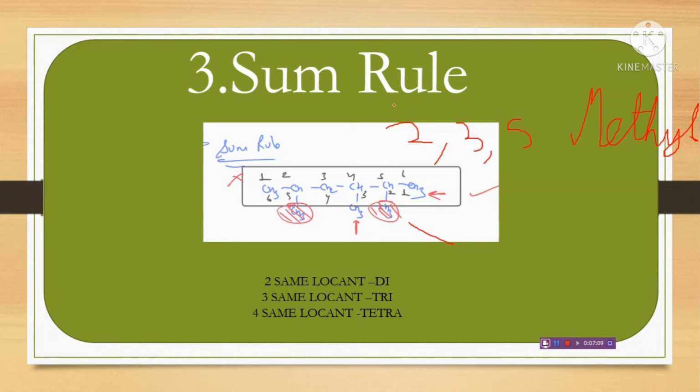Now when we get multiple same locants, we need to put a prefix before the name of the locant. For example, if we get 2 locant, we put di, 3 we put tri, 4 we put tetra, and 5 we put penta, hexa, and so on. So we are going to put tri in this case.